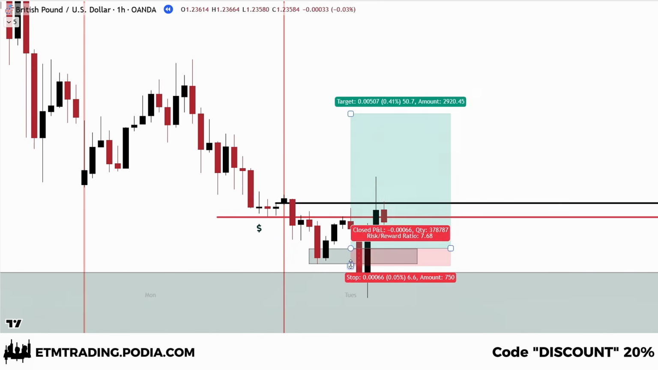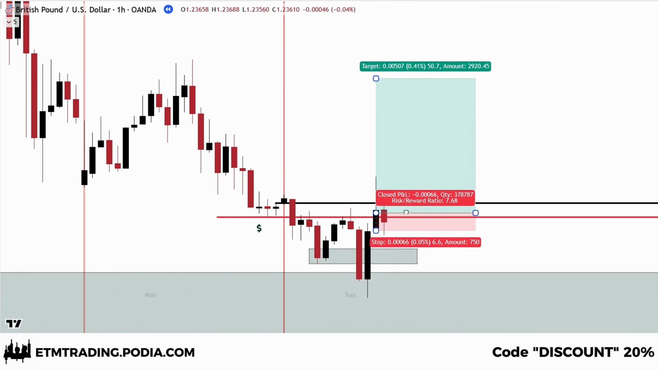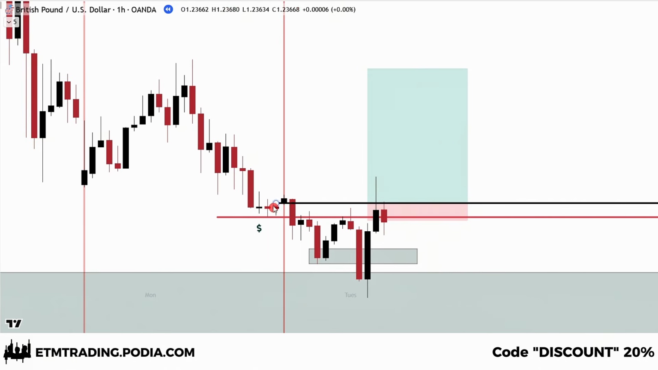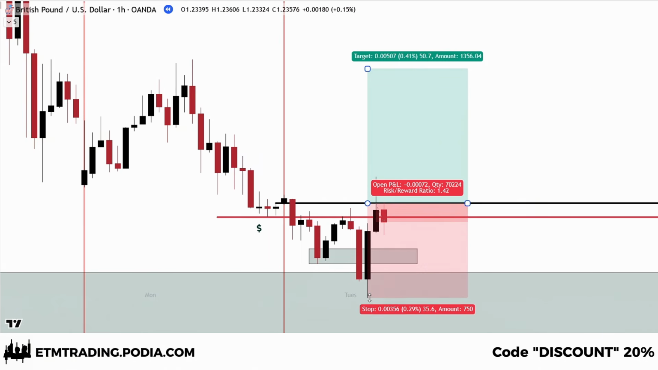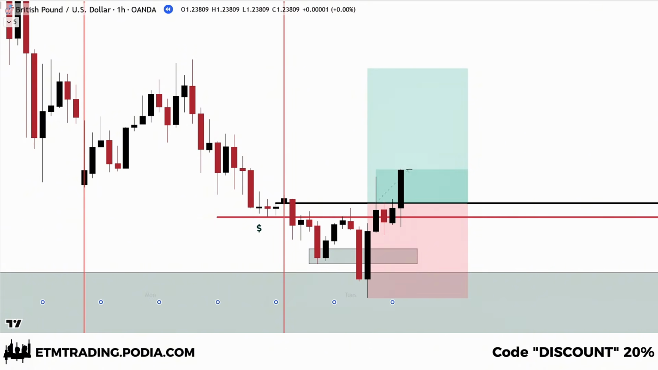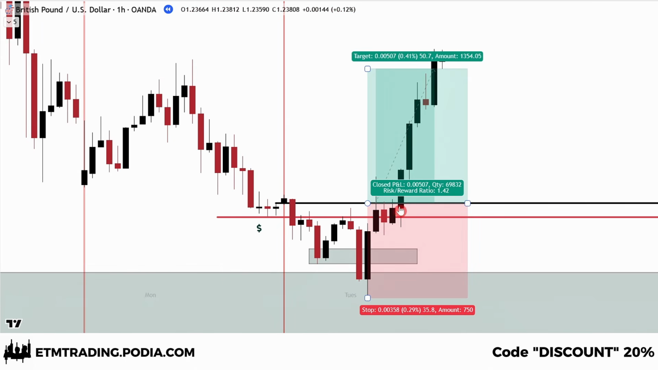As you can see, our reversal entry failed. But what do we have here? Price got above our daily open. So now our stop loss is the daily low. And our continuation entry worked.